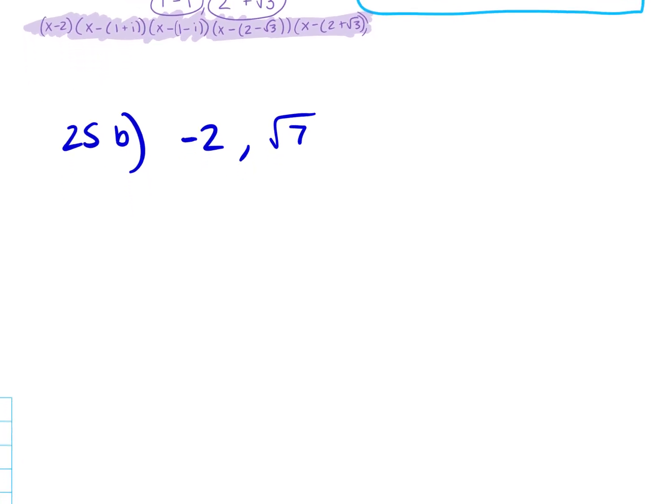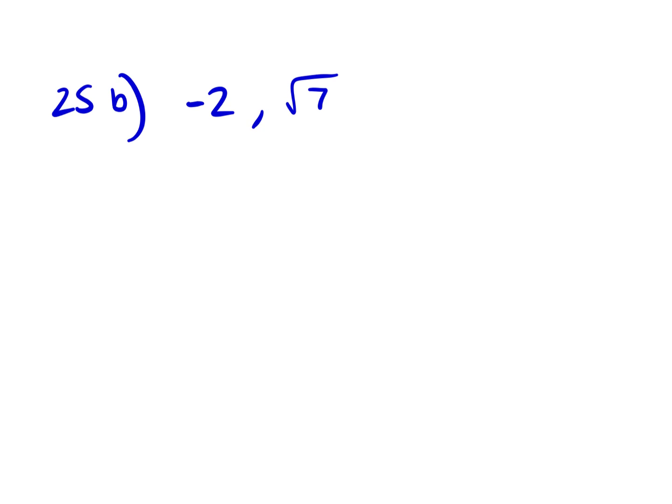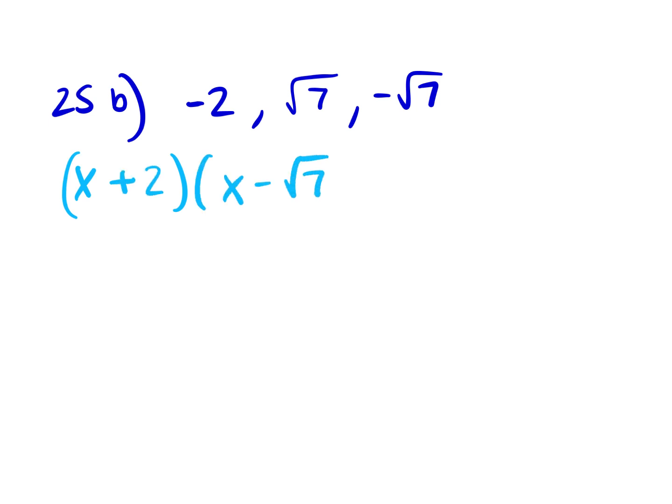First thing we want to know, are we missing any zeros here? What are we missing? Negative square root 7. Perfect, because if we have a square root, we need its partner, it needs its pair. So if I had negative square root 7, I would know that positive square root 7 is also a zero. So when I put these into factored form, it's always x minus the number. So what would go first? X plus 2. Awesome. X minus -2 would turn into x plus 2. Then we'd have x minus square root 7 and x plus square root 7.